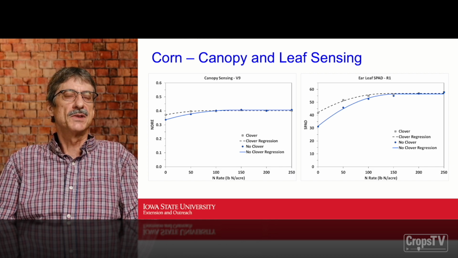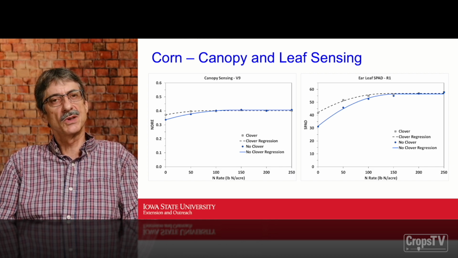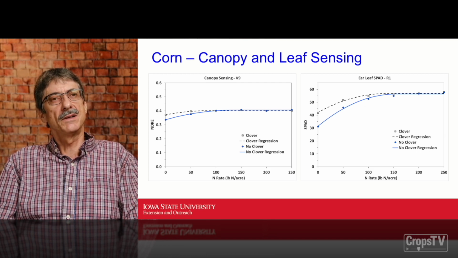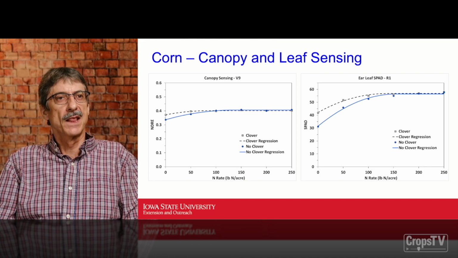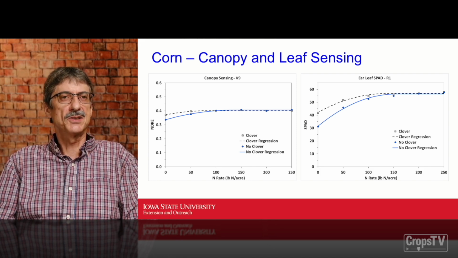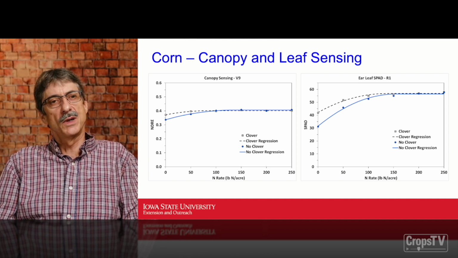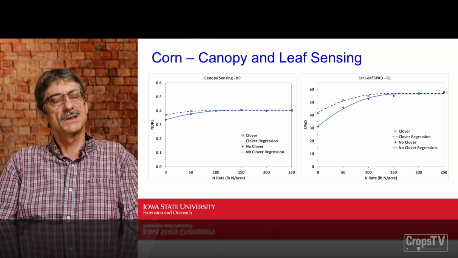The left graph is the canopy sensing. In this case, we're looking at an index called NDRE. It's basically the same as NDVI, except we use the red edge band to calculate the canopy sensing index. And then on the right is the SPAD readings at the R1 growth stage of the ear leaf. Early on, that left graph, we did that sensing at the V9 stage. It's a little bit early. If we had sensed maybe at the V12, 14 stage, we might have gotten a little more differential in the corn response to the clover.